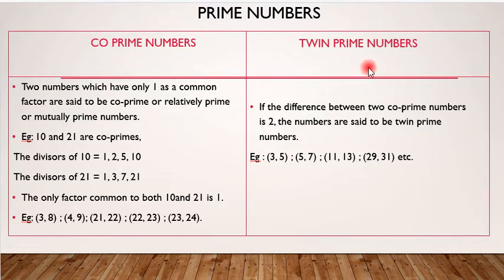Let's come to the next type of prime numbers, the twin prime numbers. If the difference between two co-prime numbers is 2, the numbers are said to be twin prime numbers. In order to have examples here, always remember there should be a difference of 2 between the two numbers. So if I say 3 and 5, it is a pair of twin prime numbers because the difference between them is 2. 5 minus 3 is 2. The next pair is 5 and 7. 7 minus 5, we have the difference of 2 amongst these two numbers. So this is also a pair of twin prime numbers. Other examples are 11 and 13, 29 and 31. All these are twin prime numbers.